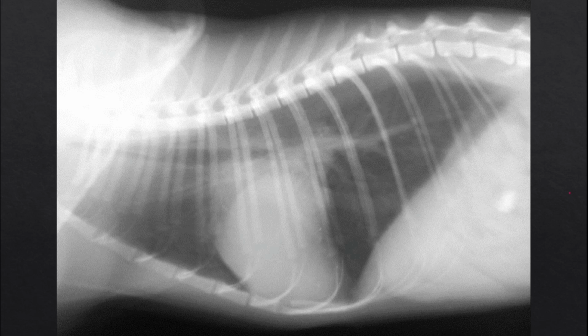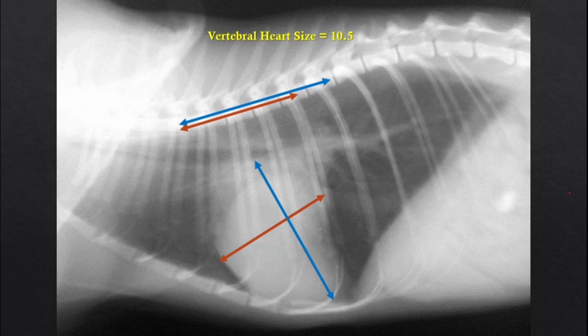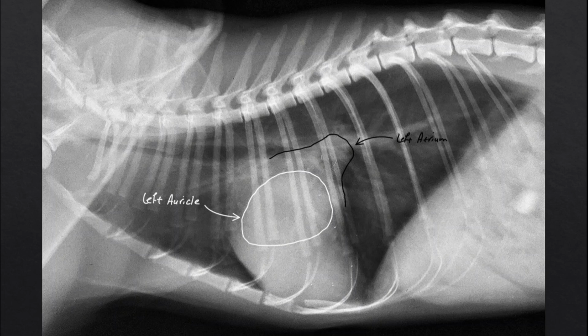This is the radiograph of an 8-year-old female cat that was presented for sudden hind limb paralysis. As you can see here, we measured the vertebral heart size of this cat. VHS is 10.5. It means that the general size of the heart has increased significantly. Size of the left atrium and left auricle is much bigger than normal.